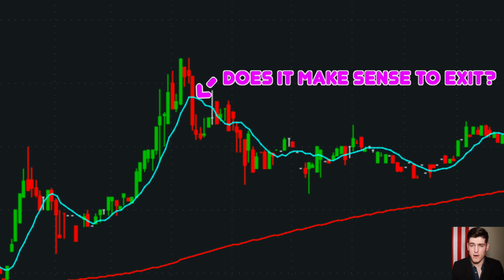But as you get more experience, you're going to use a validation point as a point where you're asking yourself if it makes sense. Are you actually validated in exiting here? You have the validation point, right? So that's one factor, but you're going to check for everything.